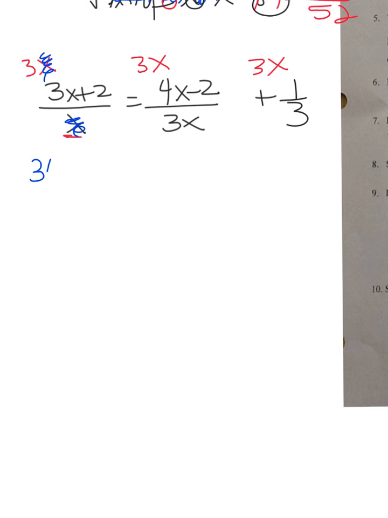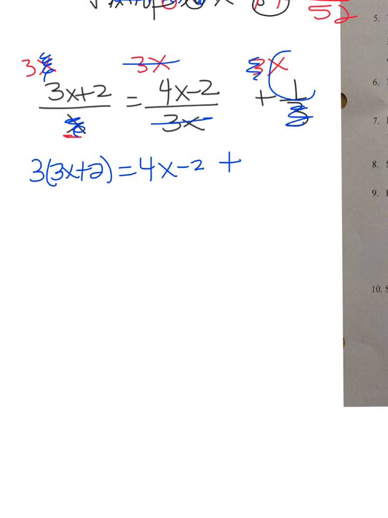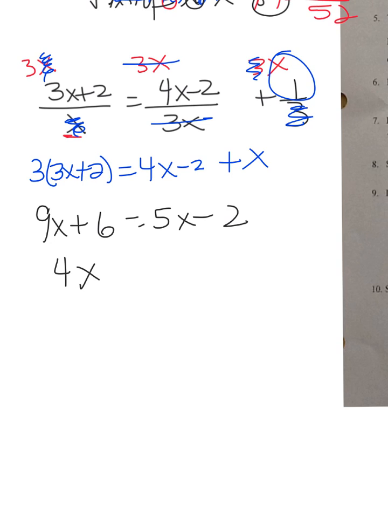So I'm left with 3 times 3x plus 2, equals 3x and 3x reduce. So I'm left with 4x minus 2. And then 3 and 3 reduce. So I'm left with 1 times x is x. So we'll distribute. I get 9x plus 6 is equal to 5x minus 2. Minus 5x, I get 4x. Minus 6, I get negative 8. Divide by 4, I get negative 2. The last thing you want to check is to make sure the value you get for x doesn't give you anything that's undefined in the denominators, but you're good.